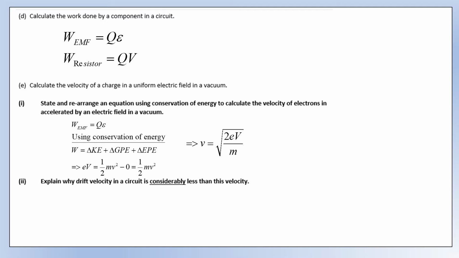But if you plug these numbers in, you'll get fairly big values. These usually come out in the order of 10 to the 6. But drift velocity is usually about 10 to the minus 3. So explain why the drift velocity is considerably less.